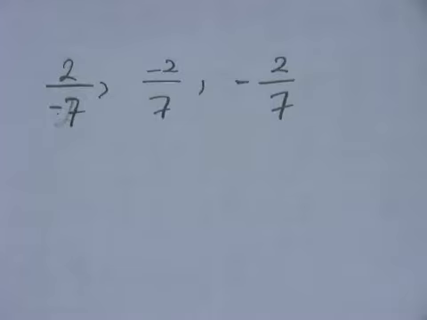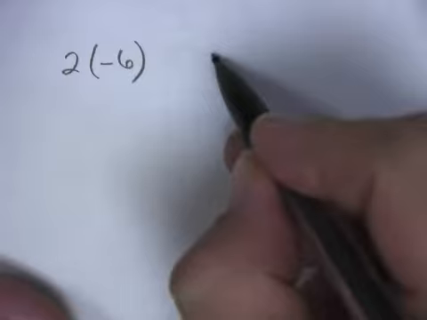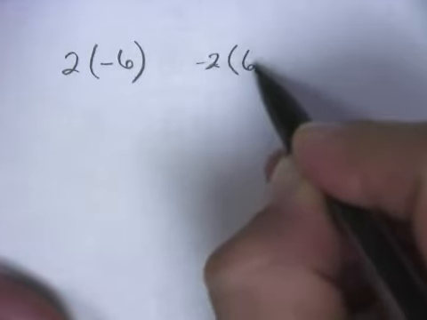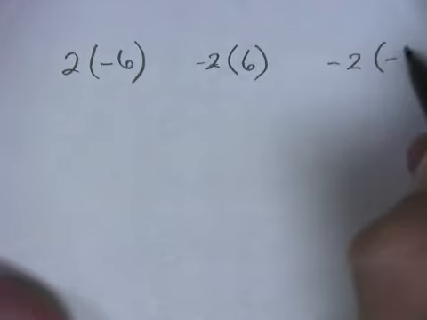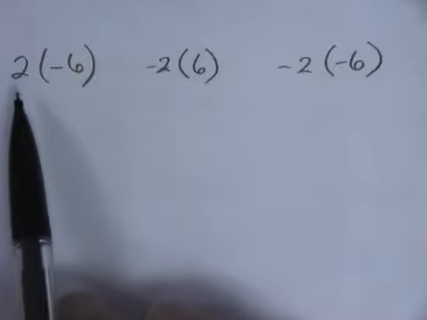All right, now let's multiply and divide real numbers. And there's a couple rules with this that we got to be aware of. So let's do some easy stuff first. Let's do 2 times negative 6. Actually, let's put a couple down together. Let's do negative 2 times 6, and then let's do negative 2 times negative 6. So there's basically the 3 combinations you need to worry about.